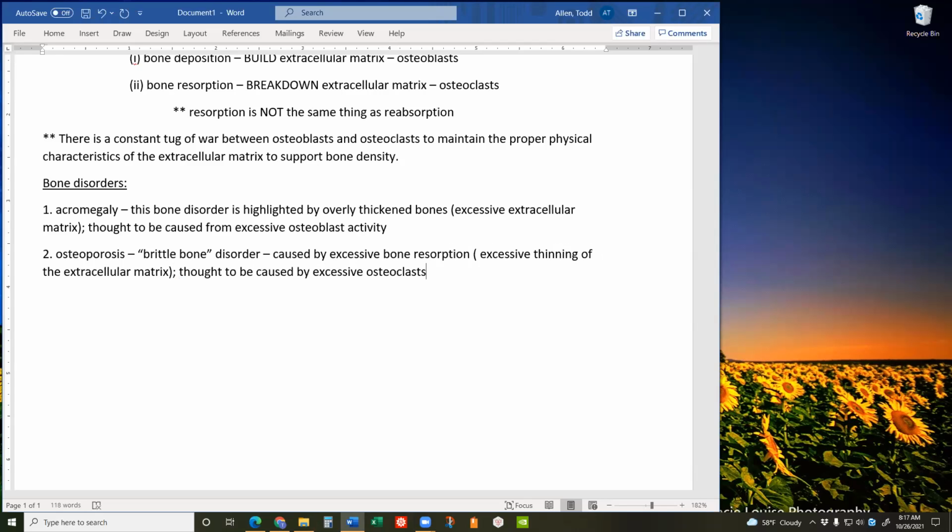Of course, the $9 million question in any of these diseases is, why are the osteoblasts overactive in the case of acromegaly? Or why are the osteoclasts overactive in the case of osteoporosis?